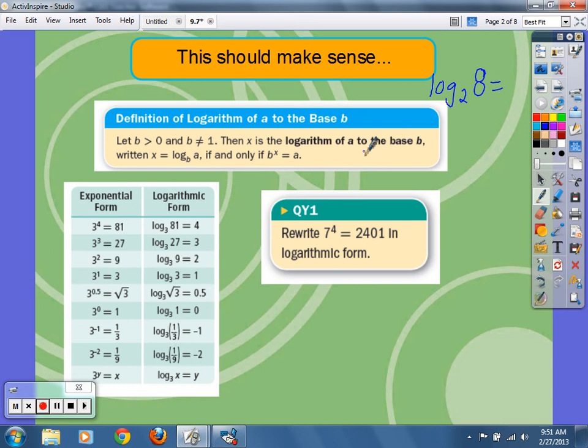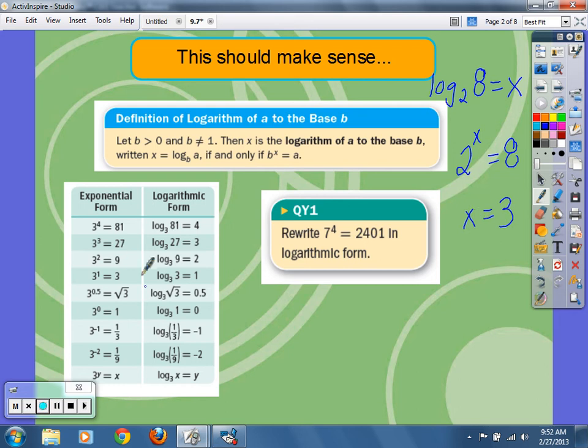And that's fine. Log base 2 of 8, that's how we will read it. They say the logarithm of 8 to the base 2, but I always say log base 2 of 8. They use variables here instead of actual numbers. What would this equal? Well, this means, if it's x, 2 to the x equals 8. 2 to what power equals 8? That's going to be 3.